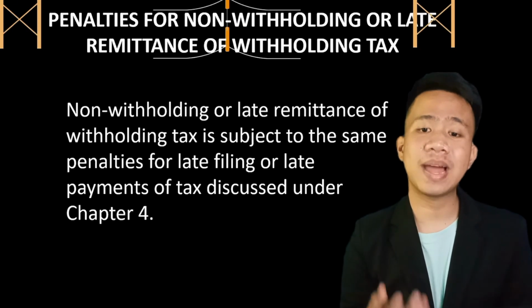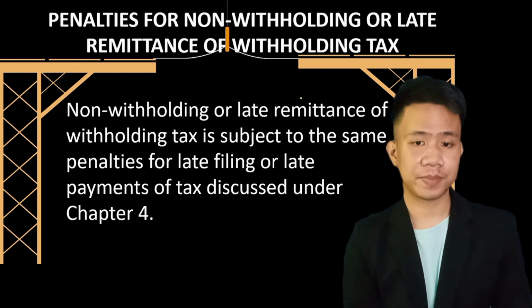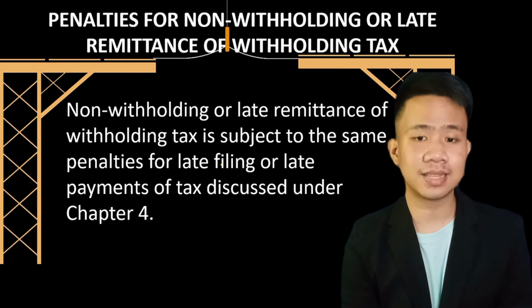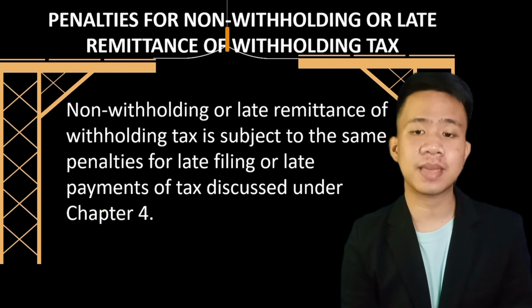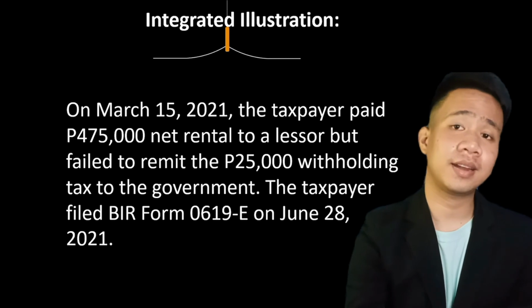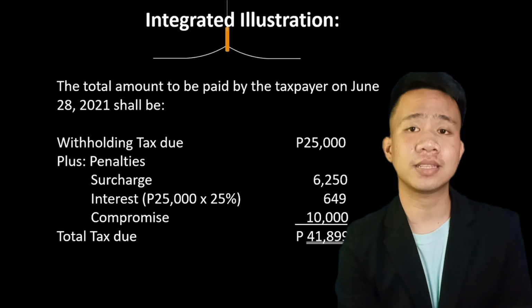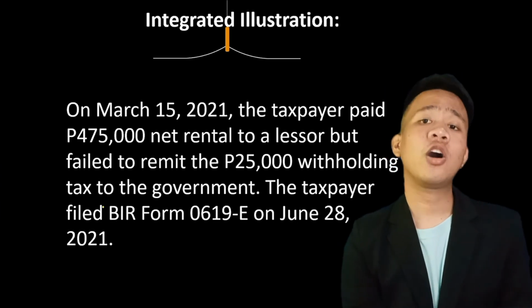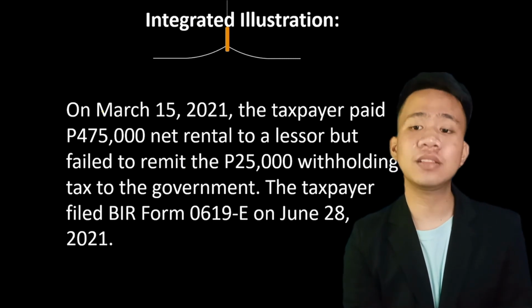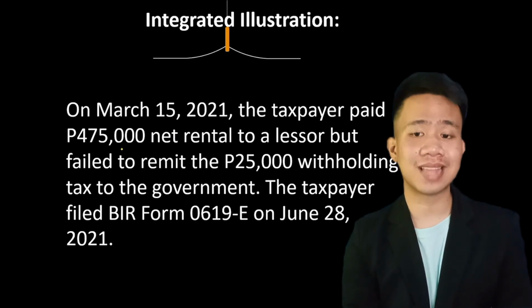So let us proceed to the penalties for non-withholding or late remittance of withholding tax. Non-withholding or late remittance of withholding tax is subject to the same penalties for the late filing or late payments of tax discussed under Chapter 4. So we have here the integrated illustration for the penalties for non-withholding or late remittance of withholding tax. On March 15, 2021, the taxpayer paid 475 pesos net rental to a lessor but failed to remit the 25,000 pesos withholding tax to the government.